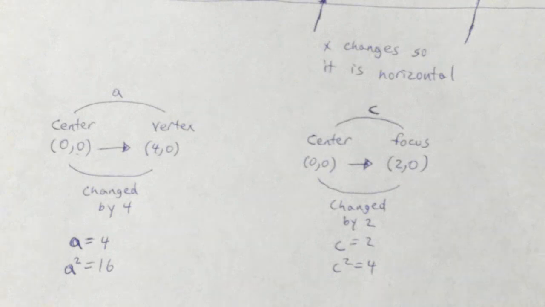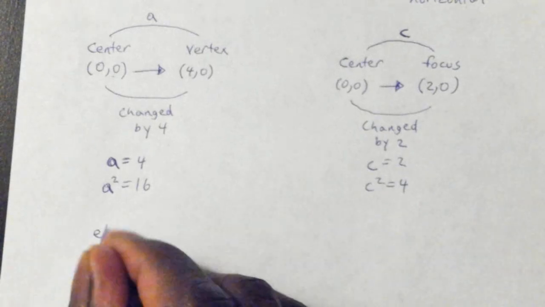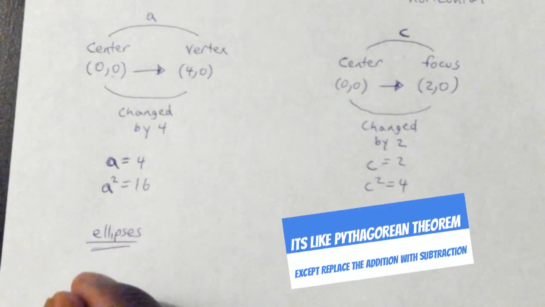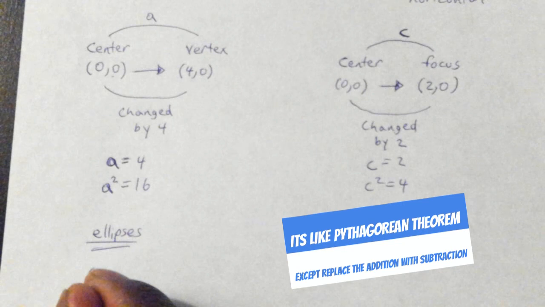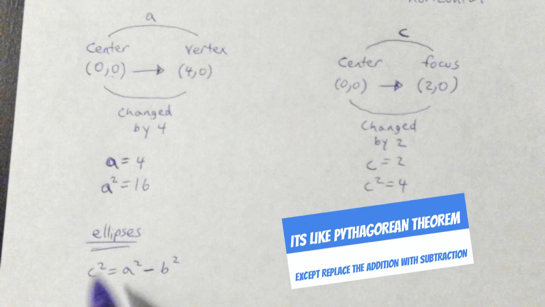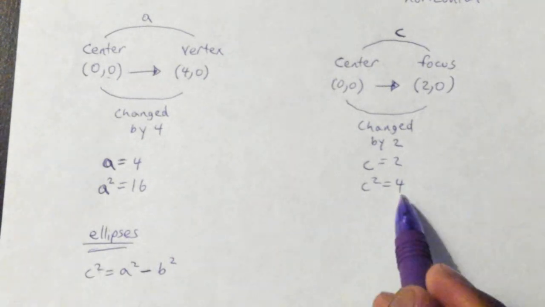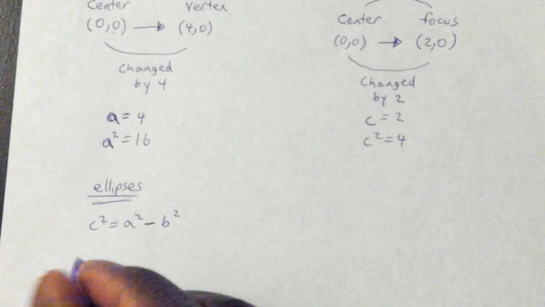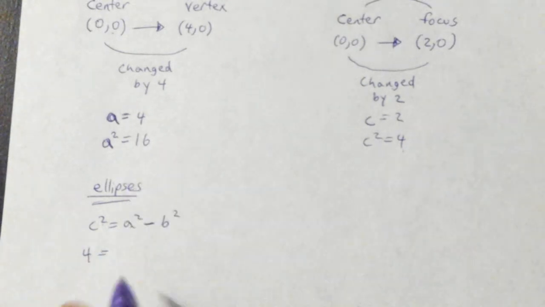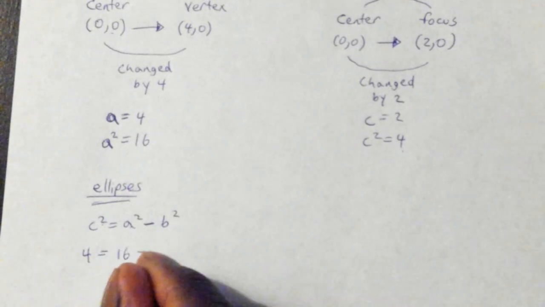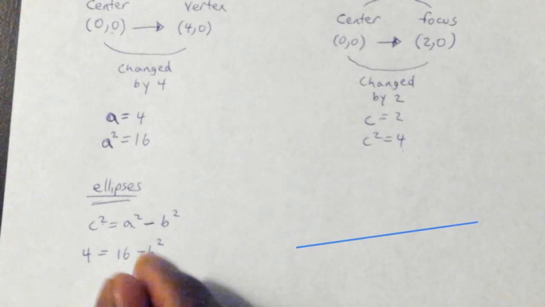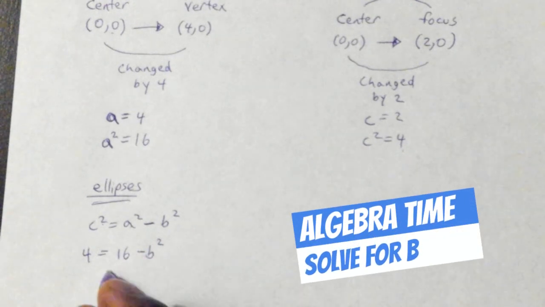Remember that we're dealing with an ellipse. And ellipses have a special equation that relates the C, the A, and the B. It looks familiar, but it's slightly different. So this time we're going to use the equation C squared equals A squared minus B squared. C squared was 4, so we're going to put in 4 for our C squared. A squared is 16, so we're going to put in 16 there. And B squared we don't know, but we'll need to find it out to get our equation.